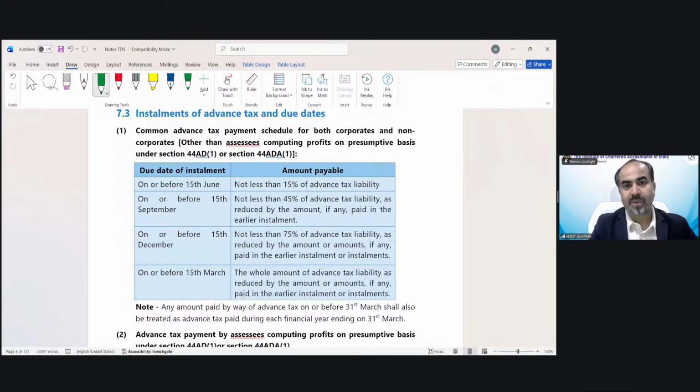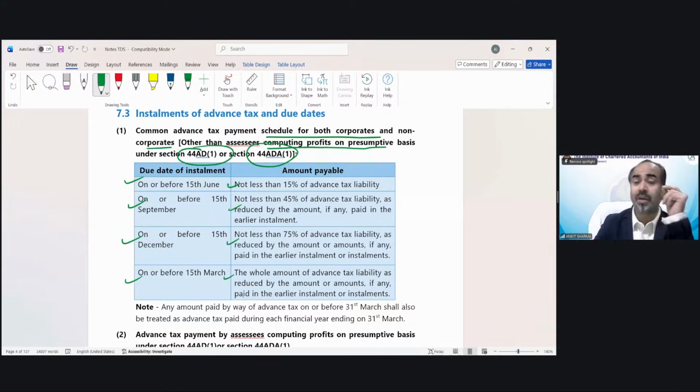This is the common advance tax payment schedule for both corporates and non-corporates other than assessees computing profit on a presumptive basis under Section 44AD or 44ADA. So these dates of 15 June, September, December, March are applicable, and the percentages for all assessees except those falling under the presumptive taxation scheme of Section 44AD and 44ADA. So you might be thinking they are exempted from the advance tax provision. No, it is not so.